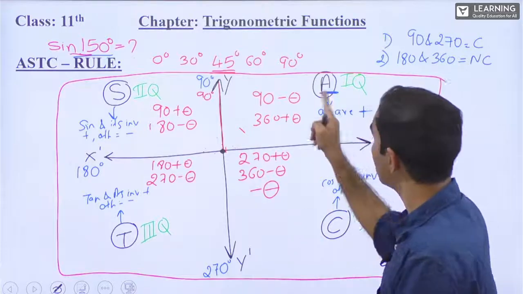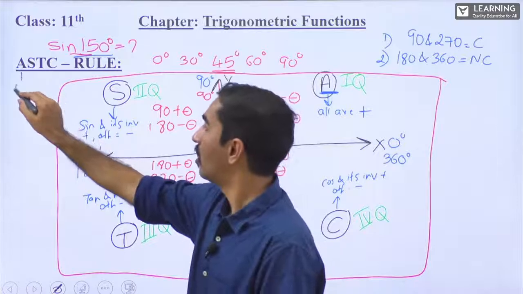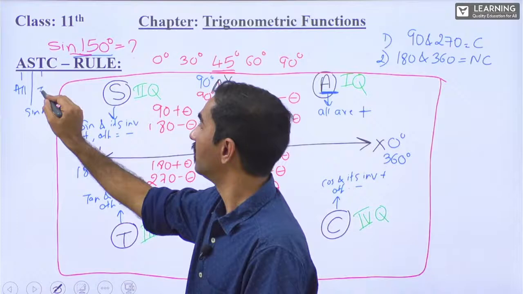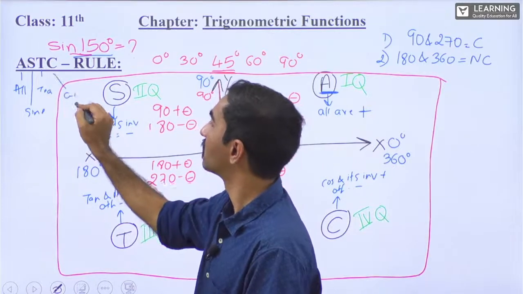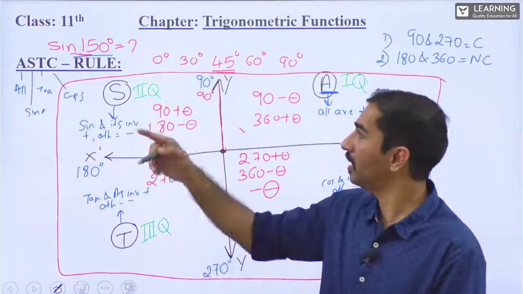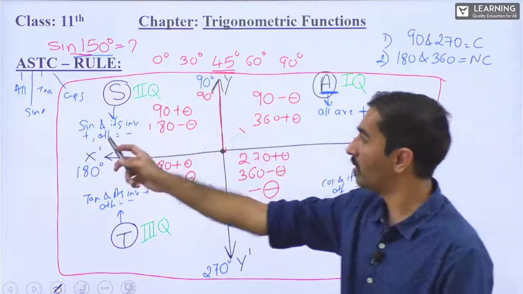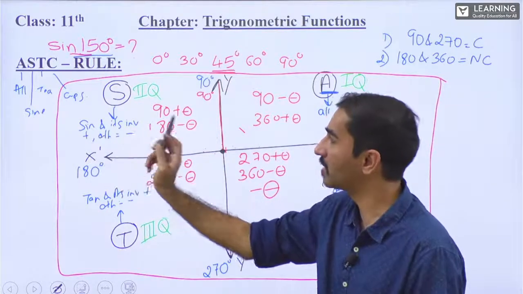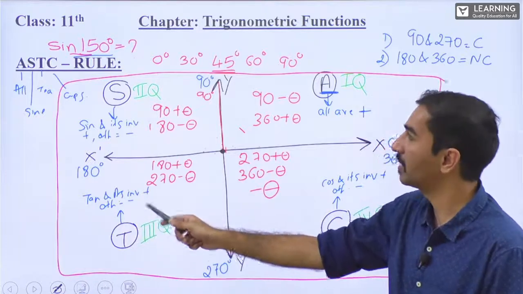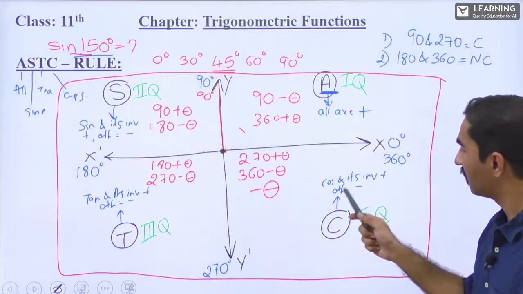So that is what these letters are representing. You can remember it like this: All Sine Tan Cos. That is nothing but the ASTC rule. A stands for what? All are positive. S stands for sine and its inverse are positive, others are negative. T stands for tan and its inverse are positive, others are negative. And finally C stands for cos and its inverse are positive, others are negative.